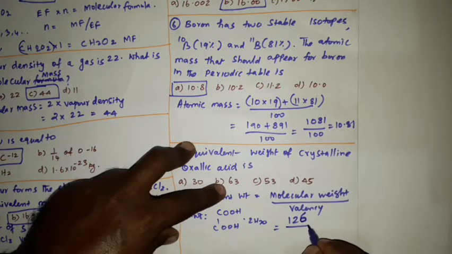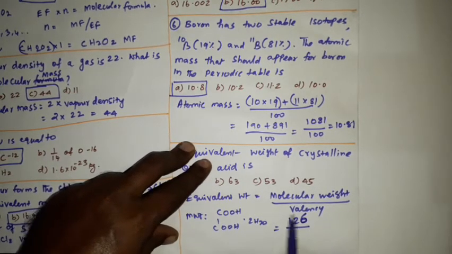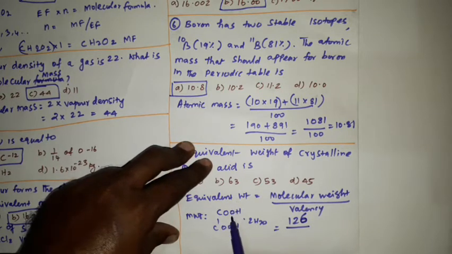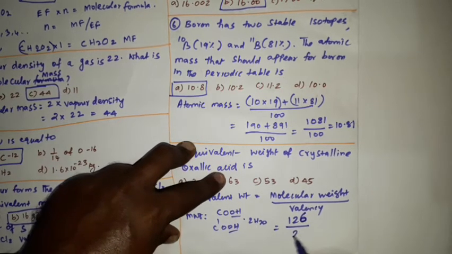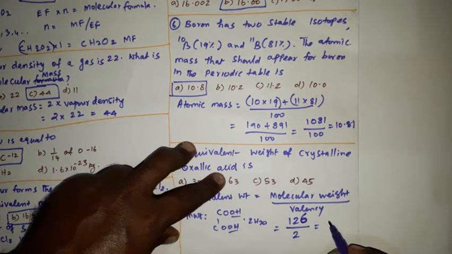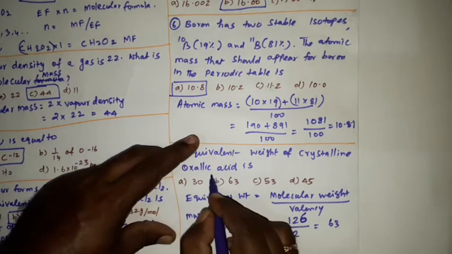So here the molecular weight is 126 divided by, here for valency we are taking the basicity. For an acid we say basicity, there are 2 OH groups, so basicity is 2. When you divide, you will get 63 as the answer. So option B is the right answer.